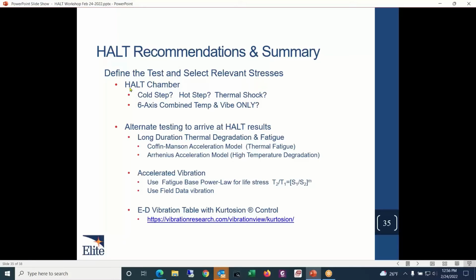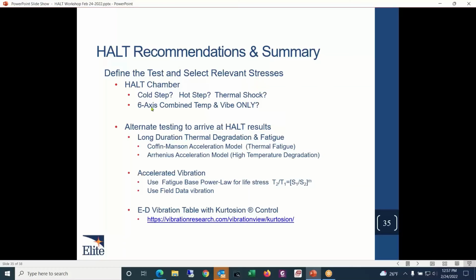You can run an accelerated life test either in the HALT chamber. You can also look at some alternative testing to arrive at HALT results, right? So this would be an approach where maybe you're not using the HALT chamber. So, here at Elite, we would want customers to consider both to help them find those sorts of failures that could compromise the reliability of their products. We think you might have to look at both approaches.